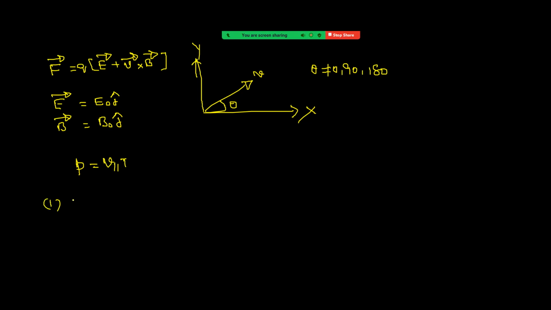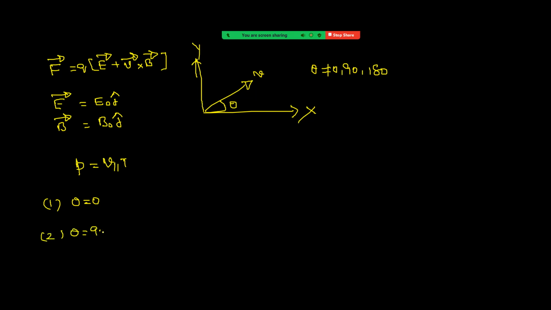Take the first possibility, theta equal to 0. Theta 0 means it is along the x-axis. But both fields are along the y-axis. That means because of the magnetic field, it is only a circular path. And because of the electric field, the force always acts along the positive y-axis.